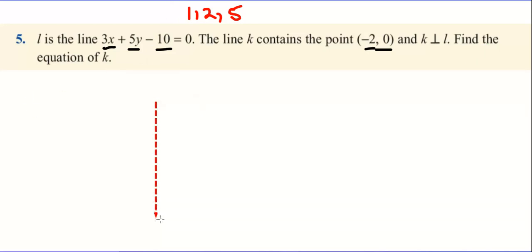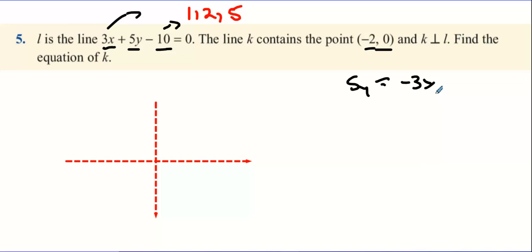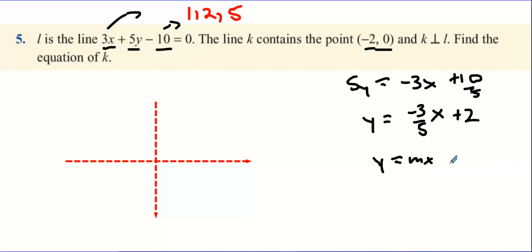Once again, we're dealing with a standard question where we're given a line. We're going to get y on its own, so we move the 3x and 10 to the other side. We get 5y = -3x + 10, divided by 5, so you get -3/5 x, and then 10 divided by 5 is 2. Then you use y = mx + c. You can say that the slope of this line is -3/5, which is 3 down and 5 across.